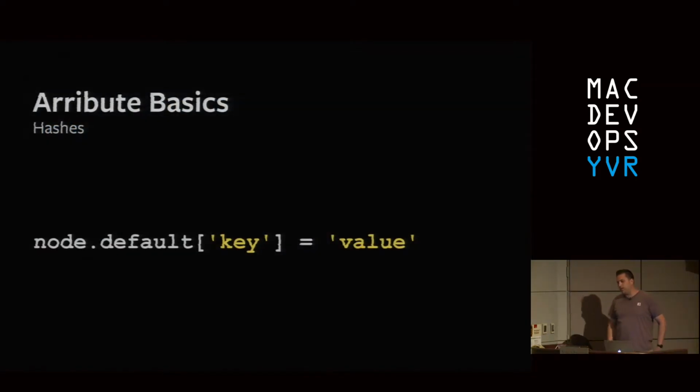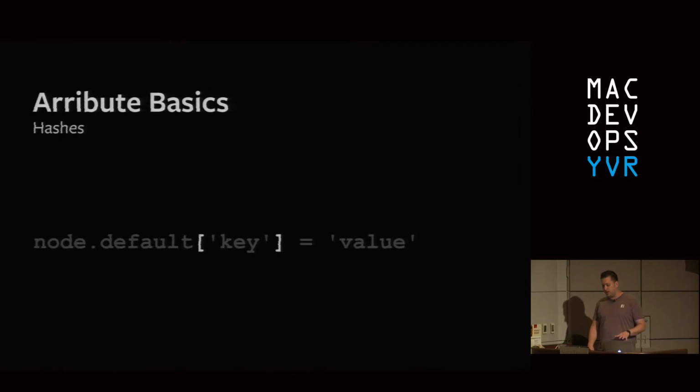Hashes are a key value pair. This is how you assign a key with a specific value. Basically, it's just as simple as that, but we'll go through the different objects here. Our node object is what contains the hash of key, and we're telling it to use the default precedence level. In Chef, there are a couple things I'll get into regarding different attribute precedence levels, but don't worry about that right now. We're just setting node default, and inside the square brackets is the name of the key.